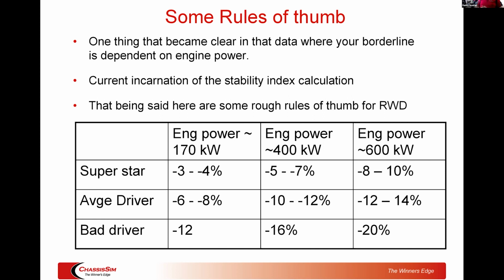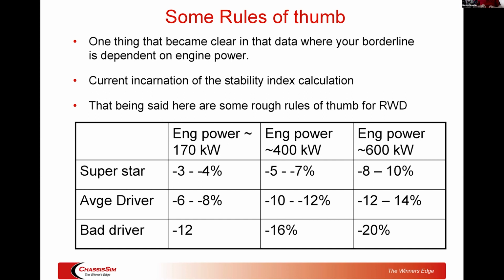Your bad driver is about -16%. And for engine power over 600 kilowatts, or about 750 horses, your superstar will cope with about -8 to -10%. Your average driver is about -12 to -14%, and your bad driver is about -4%. Again, these are some rules of thumb, but the real takeaway here is that you can now use the lap time simulation and look at the stability index values, and that's going to give you great confidence that it's going to translate to what you see in the real world.